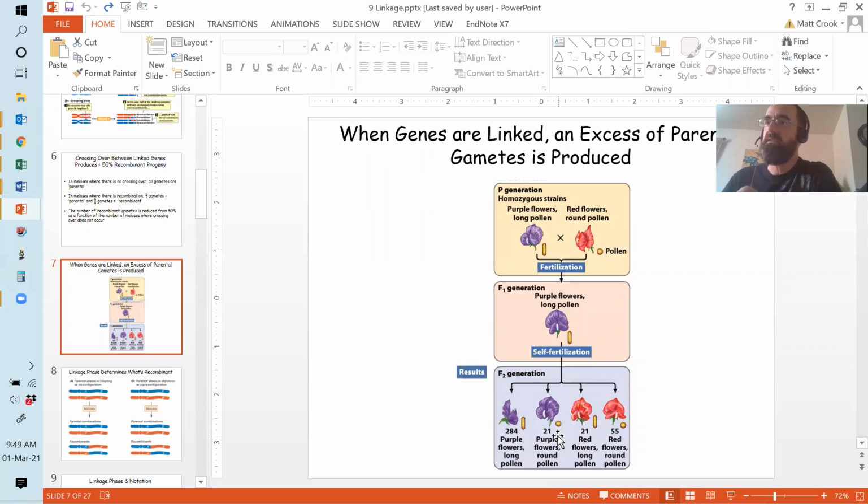This isn't epistasis, which we talked about in non-Mendelian inheritance, because we're not masking one or other of these phenotypes. You still get the four phenotype combinations as you would in a normal Mendelian dihybrid cross, but you're not getting the numbers that you should be. This is essentially the classic sign of linkage.